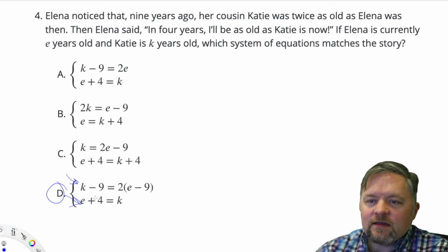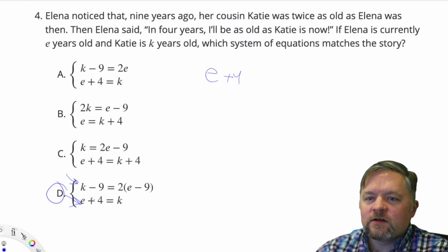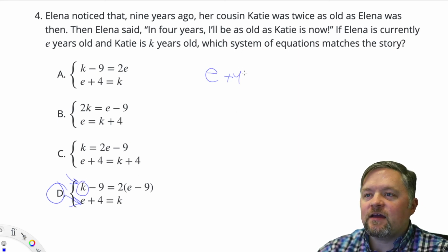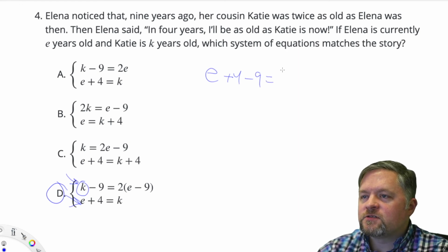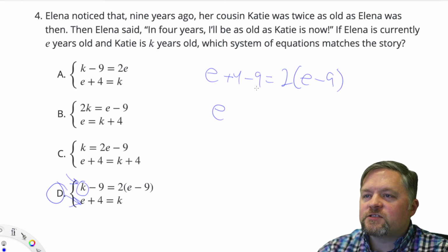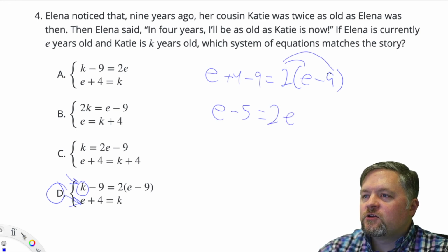We know that K equals this stuff, so I'm going to put that stuff into the K. E plus 4, because that's K, and I substitute it into this K, minus 9, because there's a minus 9 there, equals 2, parentheses, E minus 9. Now, I can combine some like terms over here. E plus 4 minus 9 is the same as adding 4 and then subtracting 9, which is the same as just subtracting 5. Here I can distribute. 2 times E is 2E. 2 times negative 9 is negative 18.